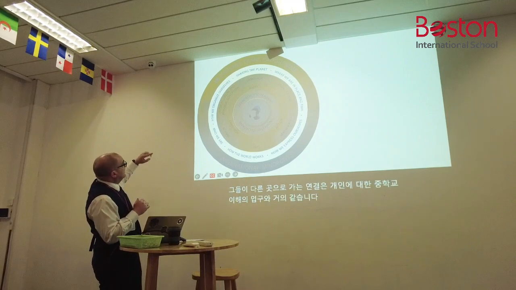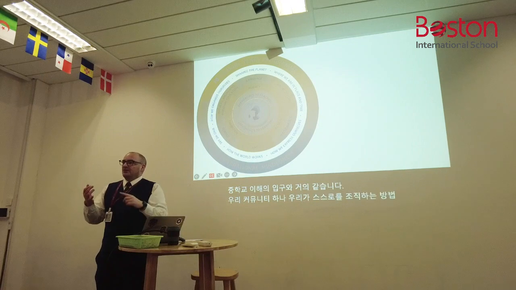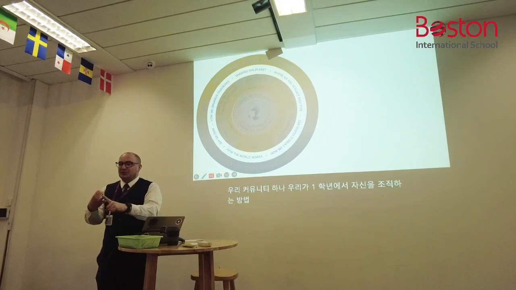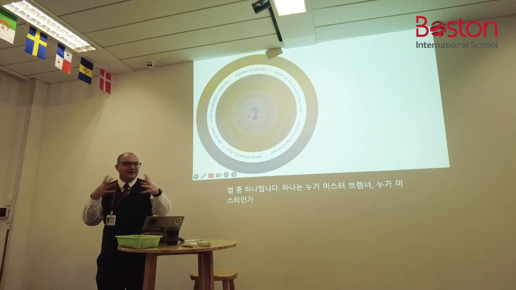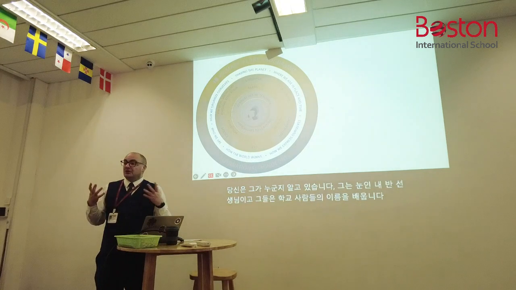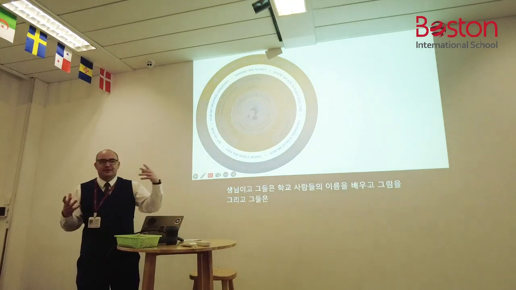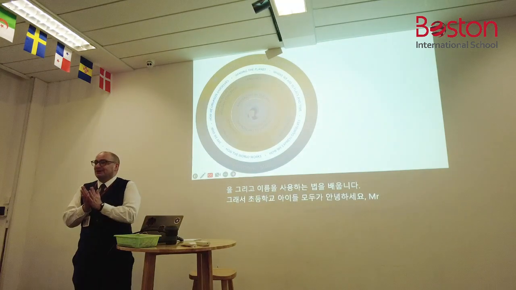Our community one, how we organize ourselves in grade 1, is who's Mr. Bremner, who's Mr. Rotuno, who's my class teacher, who are the IEs, and they learn the names of the people in the school. They draw pictures and they learn to use the names, which is why every child in elementary school goes, "Hello, Mr. Bremner," because they've all learned it in grade 1.